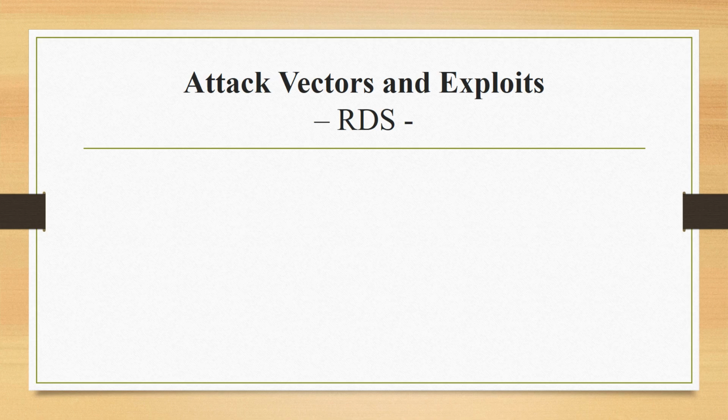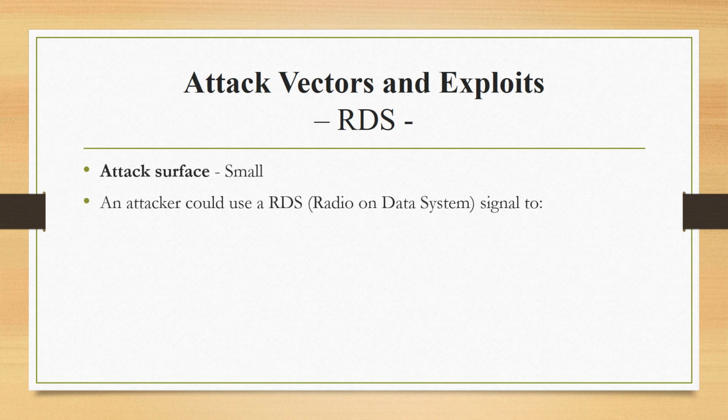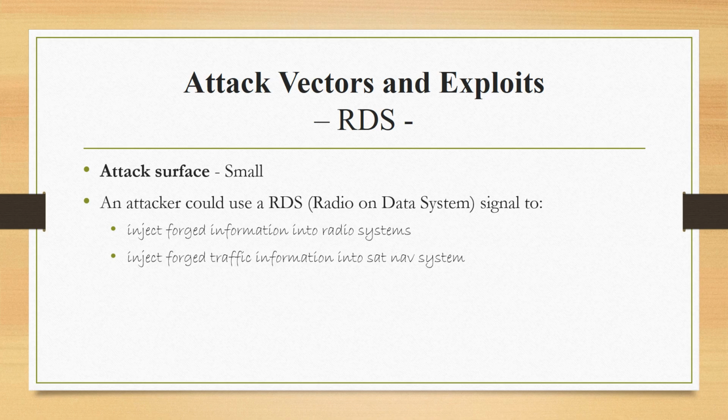Radio Data System. Attack surface is small. An attacker could use RDS signal to inject forged information into radio systems, inject forged traffic information into the sat-nav system.